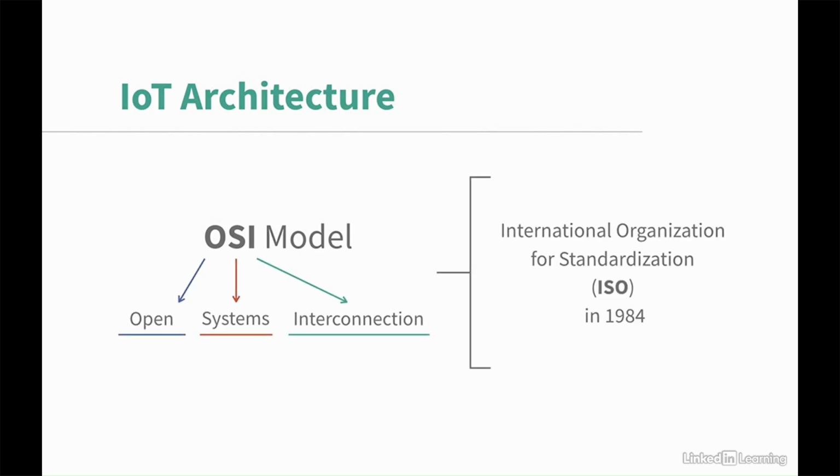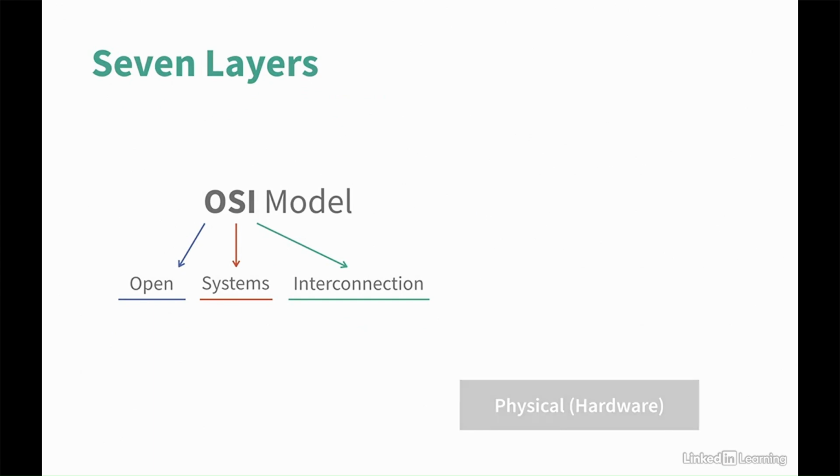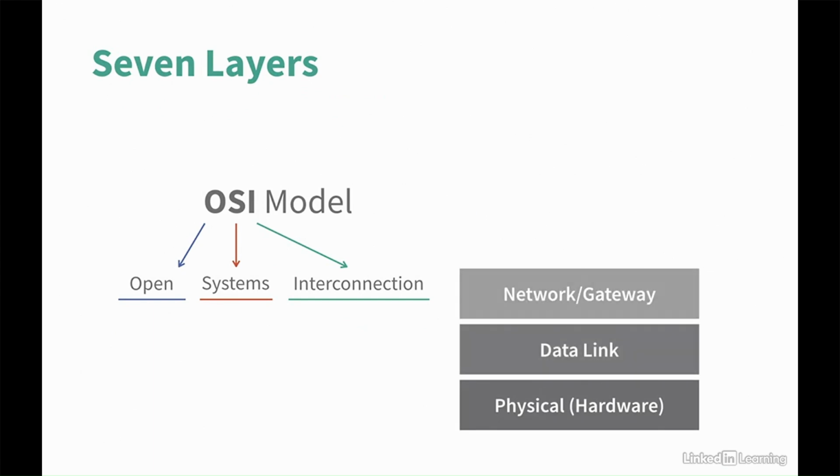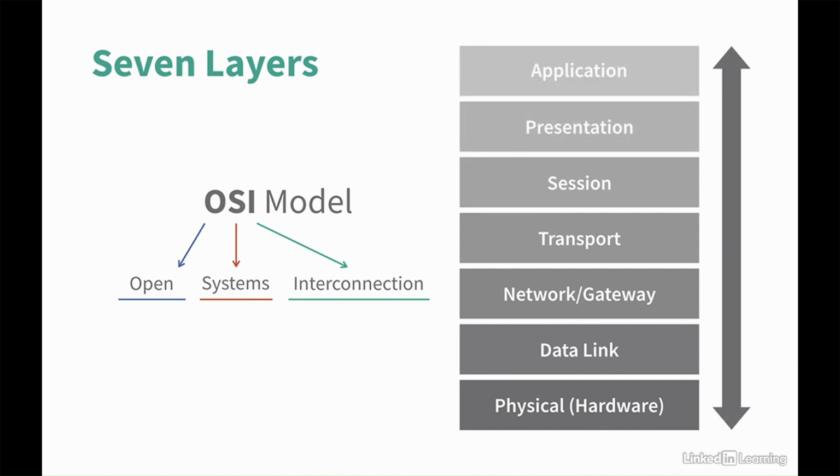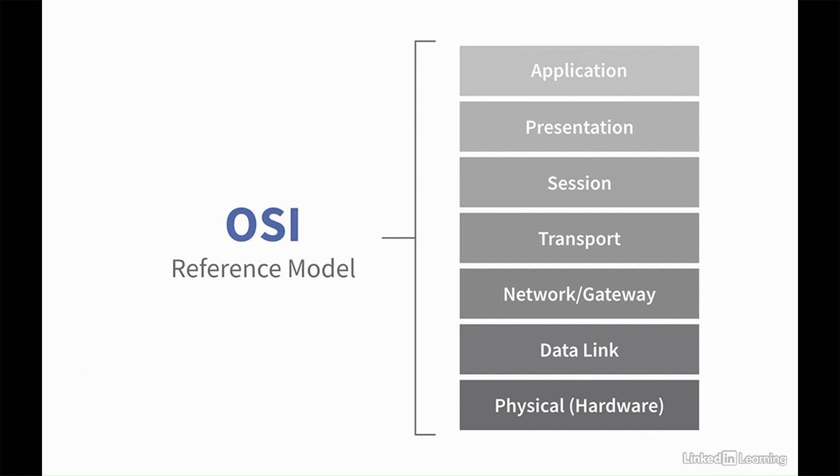The OSI model was introduced by the International Organization for Standardization, or ISO, in 1984. It is a 7-layer model: physical, data link, network, transport, session, presentation, and application. Each layer provides services to the layer up or down the stack. OSI is a reference model of how components can communicate over data networks.